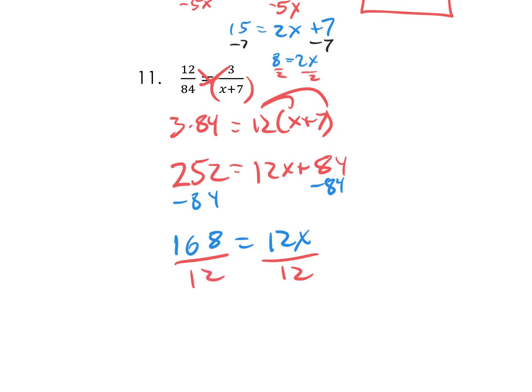Well, 12 goes into 120 10 times. If you take 120 away from there, you have 48. 48 is 4 12s. So this is 14. And 12x divided by 12 is x.